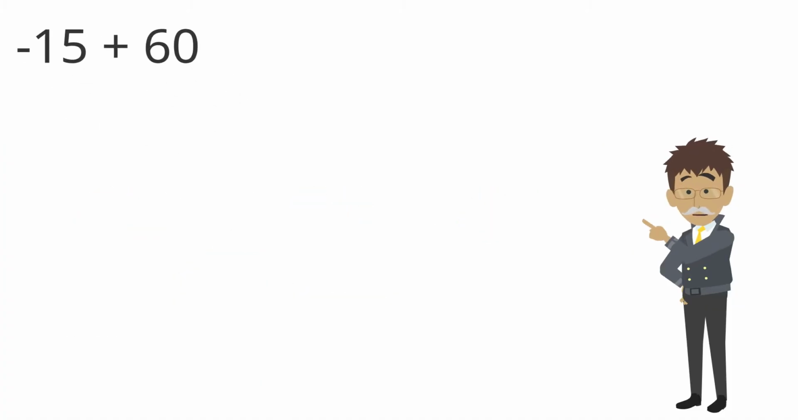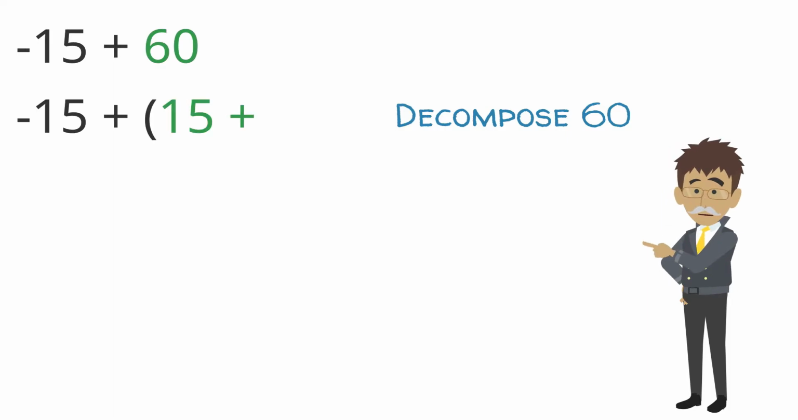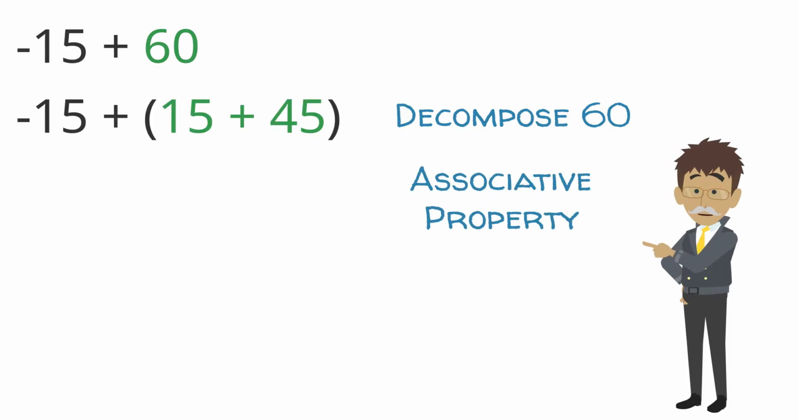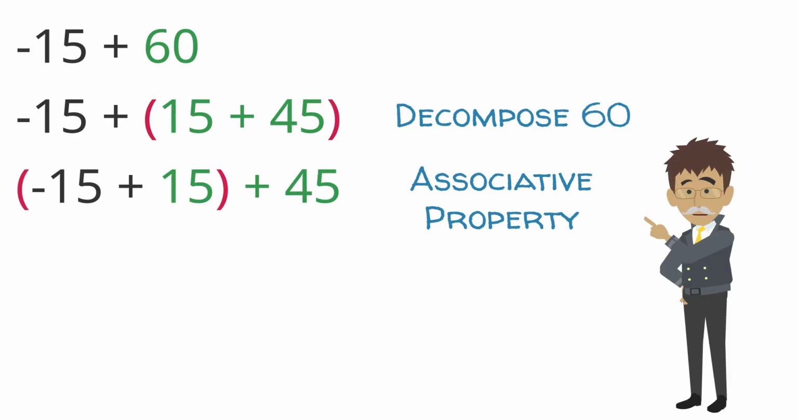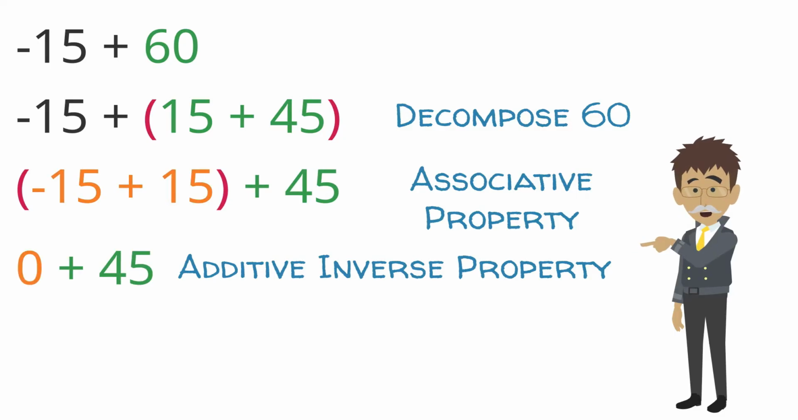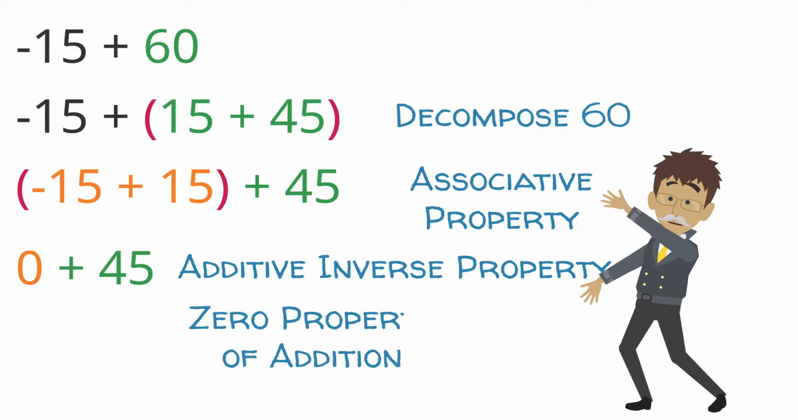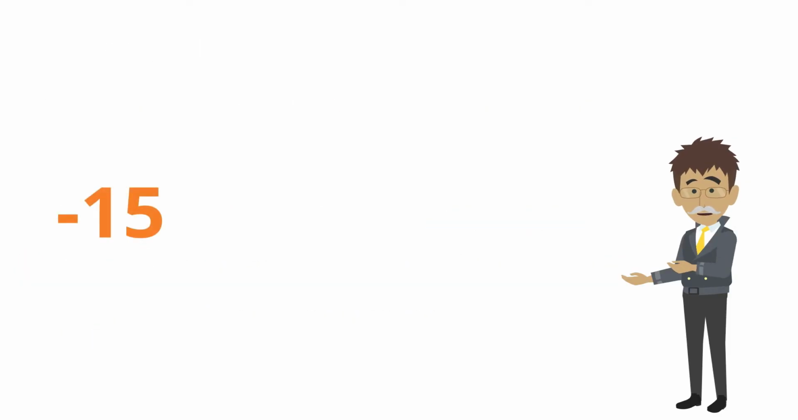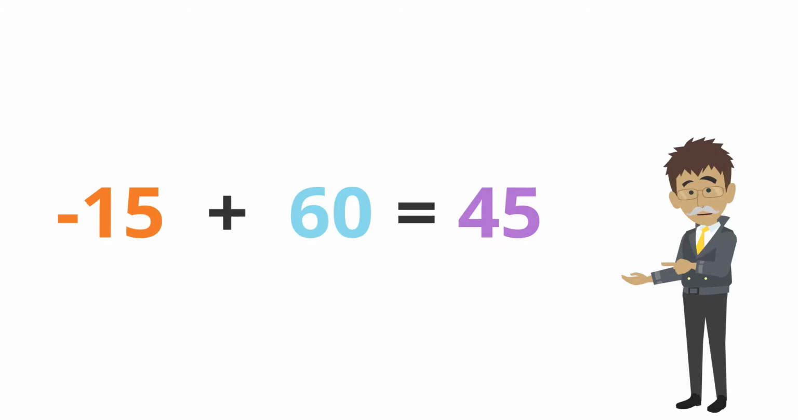Here is the math. Using regrouping, I break the 60 into useful pieces. Next, the associative property of addition allows me to rearrange the parentheses. The additive inverse property combines the positive 15 and -15 to make 0. Finally, the addition by 0 property simplifies the expression to 45. After returning the borrowed money from what I earned, I have $45 left.